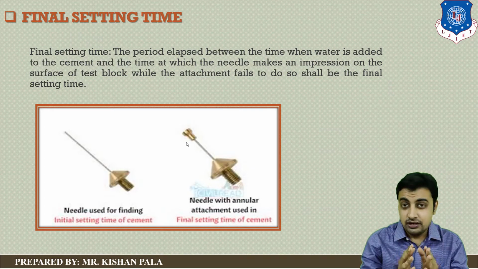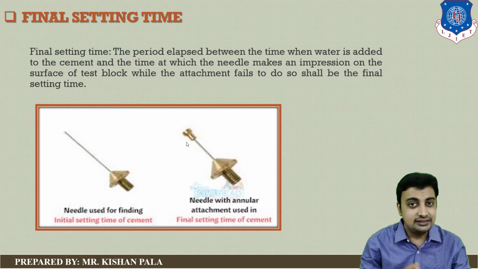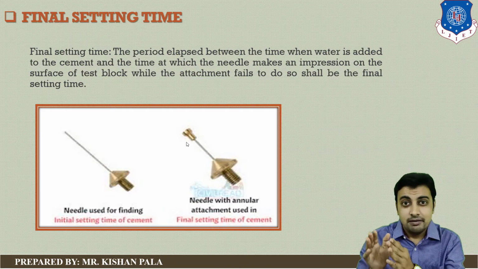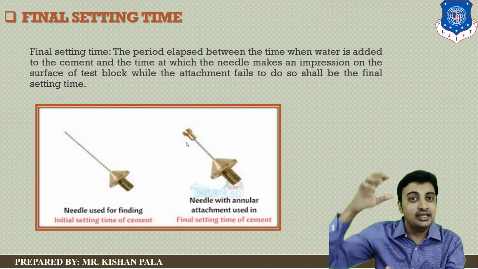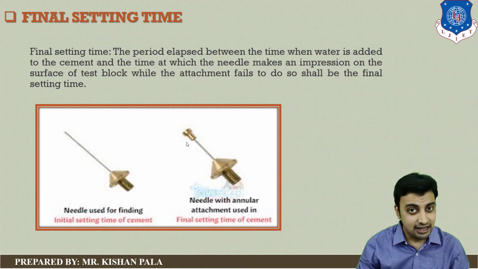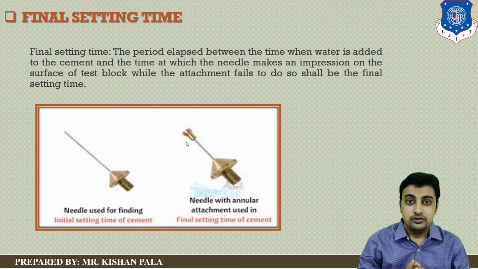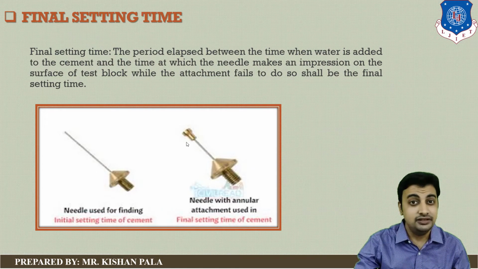First of all, you have to start your stopwatch when the water mass is added to the cement paste, and then you have to stop measuring time when you fail to make an impression on the paste. So this will be the final setting time of the cement mass. So with these procedures, you can easily find out the initial and the final setting time of the cement.